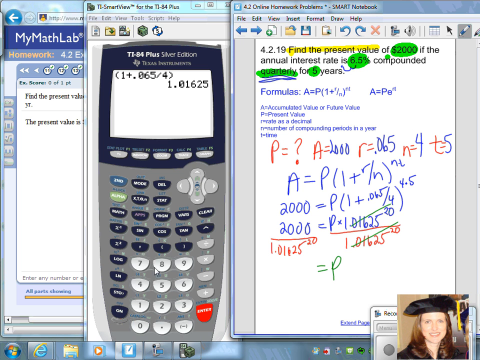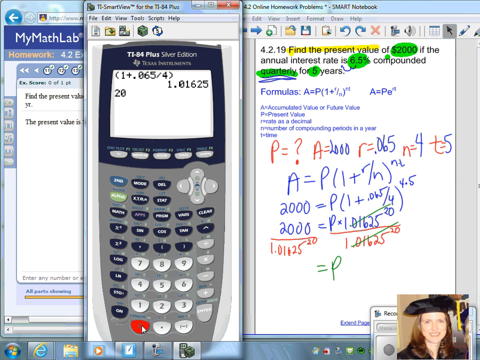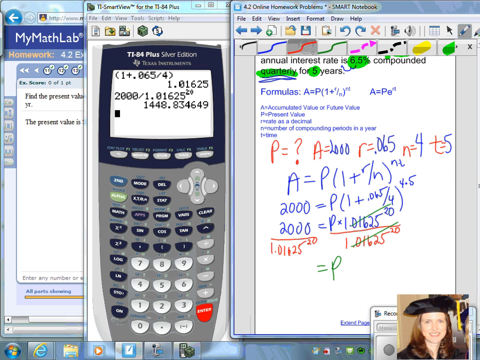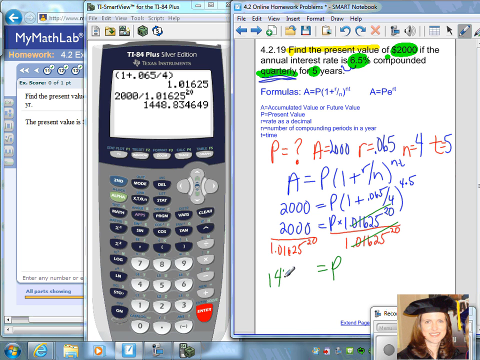Use a calculator for this part. We're going to take $2,000 and divide it by 1.01625 raised to the 20th power. That present value is calculated at $1,448.83.